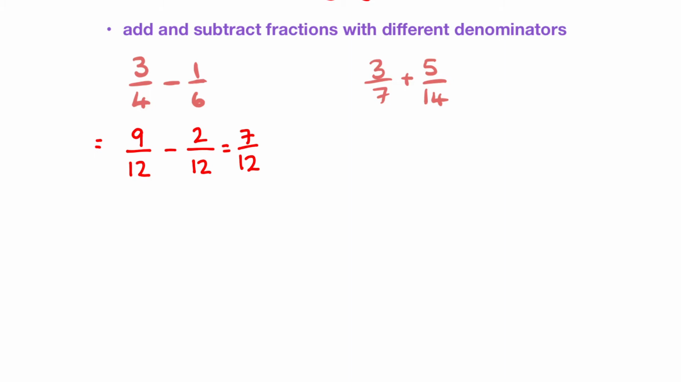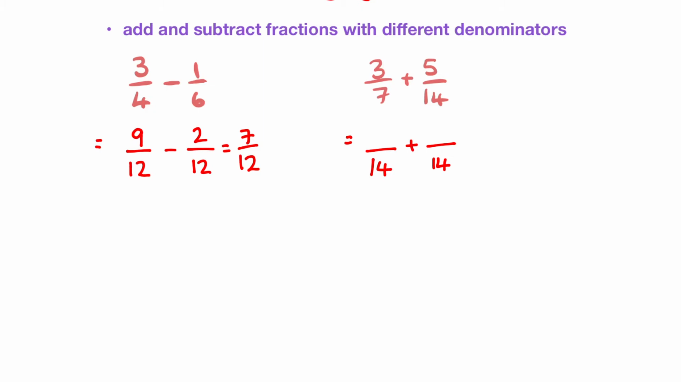Okay, and then the next one, 3/7 add 5/14. Again, we need to find a common denominator. So we need the smallest number that we can think of that's in the 7 times table and it's in the 14 times table. And we don't have to go very far up those times tables, do we, to find that the number that you come to first that's in both lists is 14.